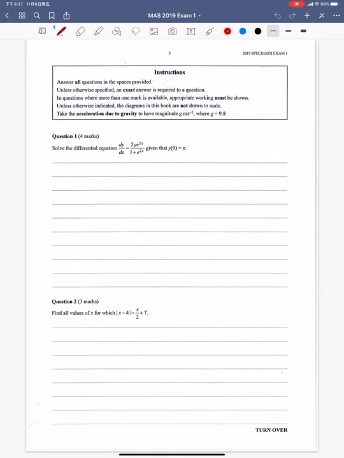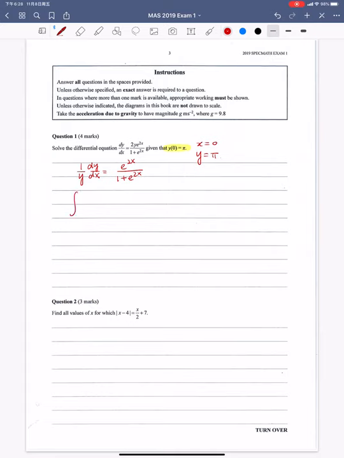All right, the first one, we want to solve the differential equation dy/dx equals 2y e^(2x) over 1 plus e^(2x). And we have an initial condition, that is y(0) equals pi. So x equals 0 and y equals pi. Basically, we're using separation of variables. Now I divide both sides by y, so I will have (1/y) dy/dx equals e^(2x) over 1 plus e^(2x).